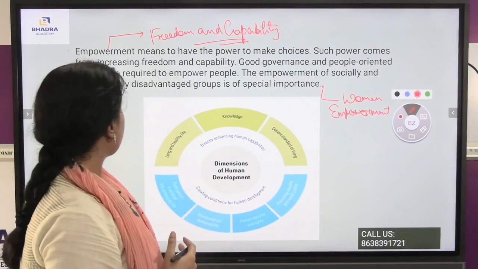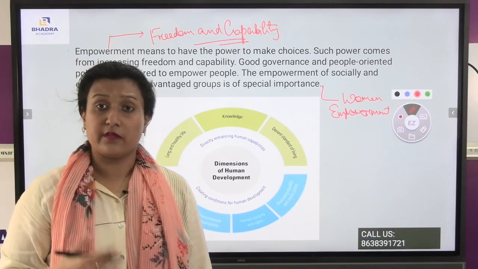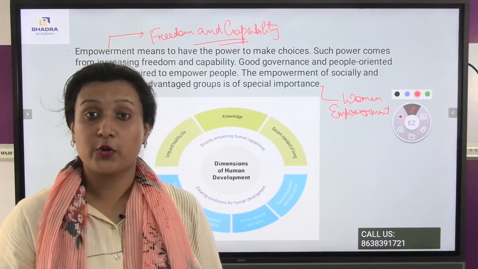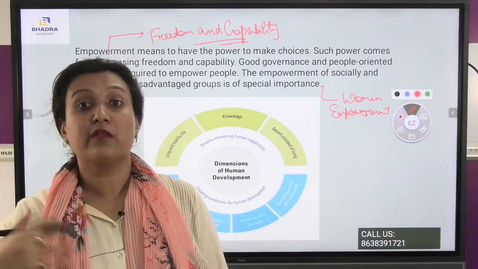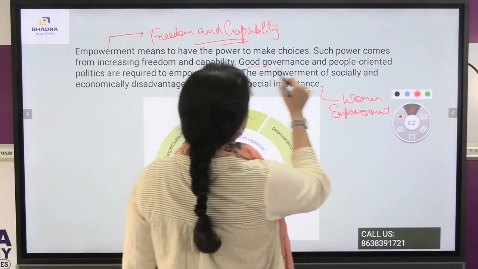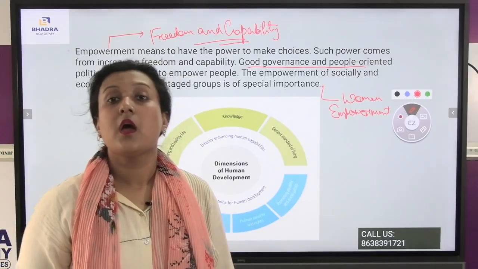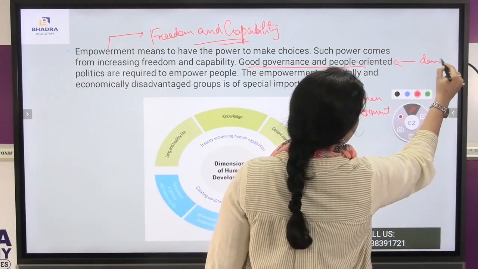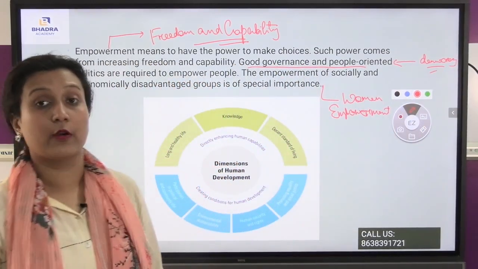Now, good governance and people-oriented politics are required to empower people. If the leader of a particular country is good, then only will the people get many opportunities. As a result, the people will be working according to their skills. Productivity will also increase, and the people will be empowered more. So good governance and people-oriented politics must be provided. People-oriented politics means democracy. If proper democracy is provided to a particular country itself, then only there will be empowerment.